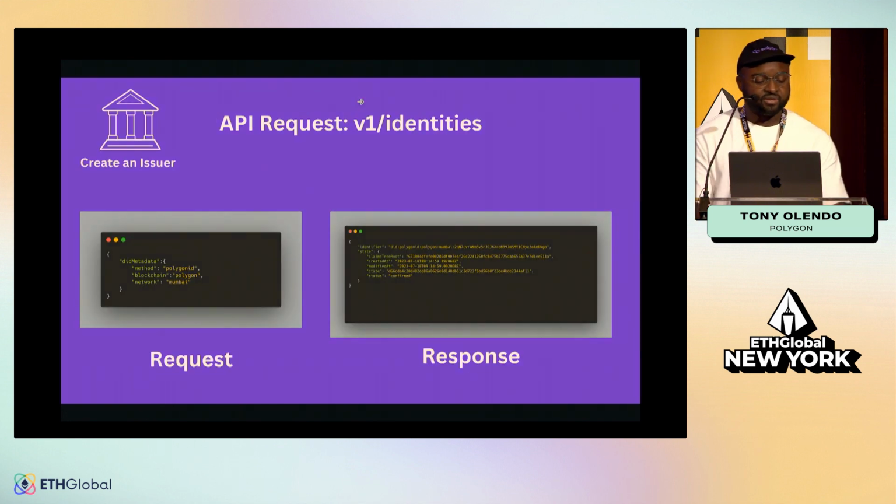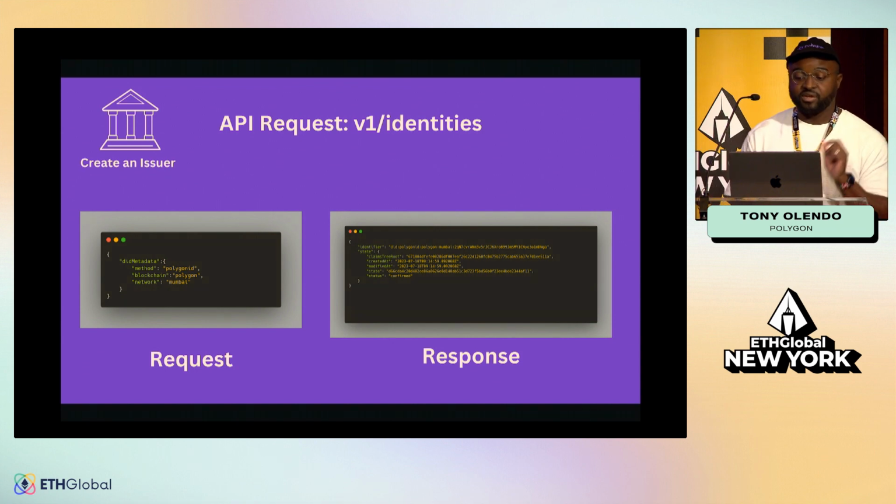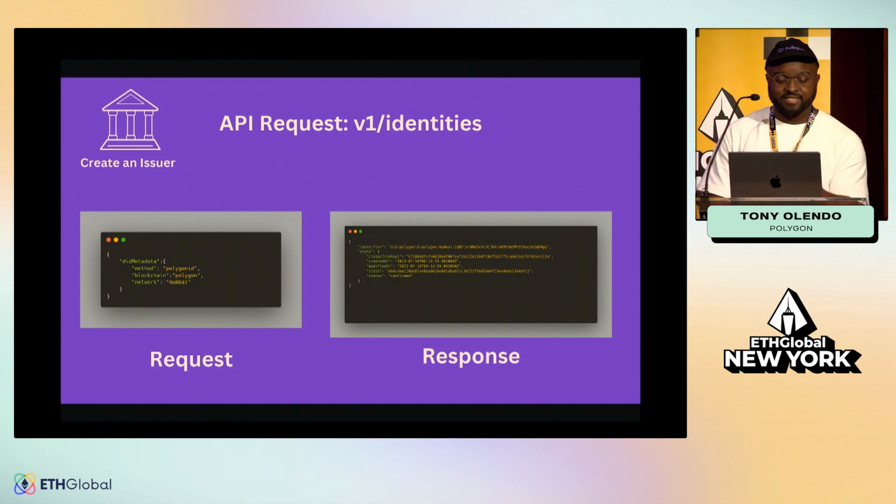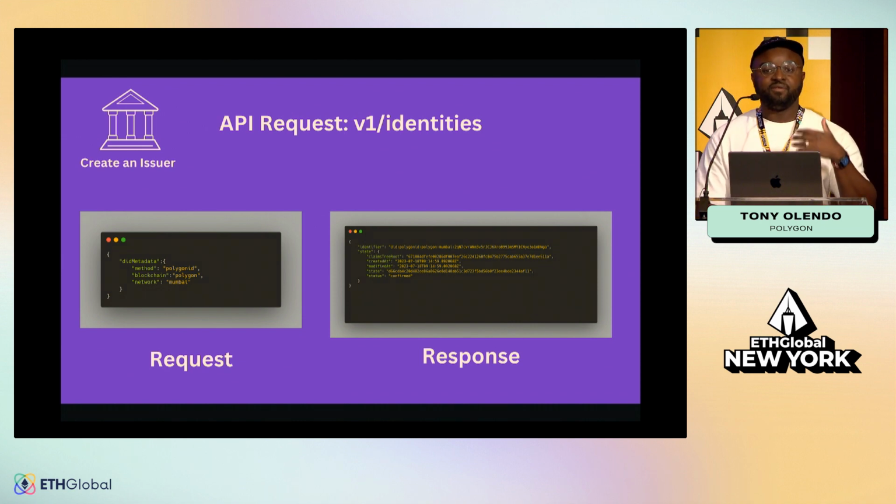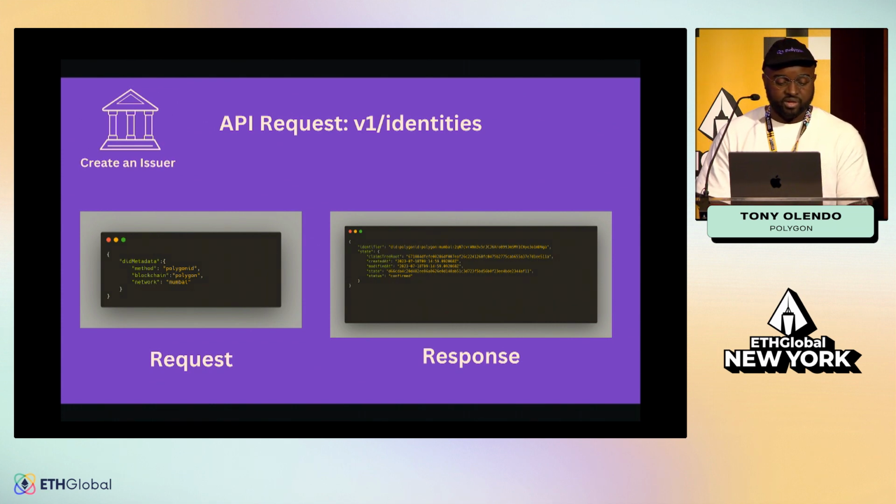From a code standpoint, it's really, really straightforward. All you need to do is to send a request to /v1/identities, and you're sending in 3 bits of information. The method, which is the standard Polygon ID schema that you want to define for your DIDs, which basically is how Polygon ID DIDs are actually defined. You have the blockchain, which is the blockchain that you want to use. You want to use Polygon, and the specific network you want to use is Mumbai.